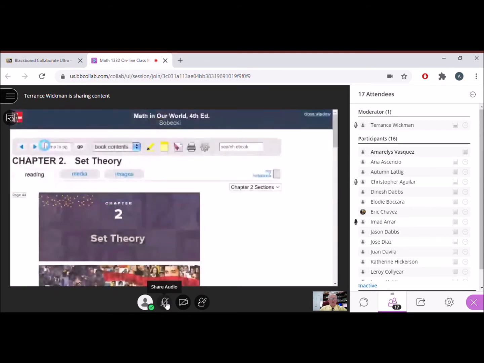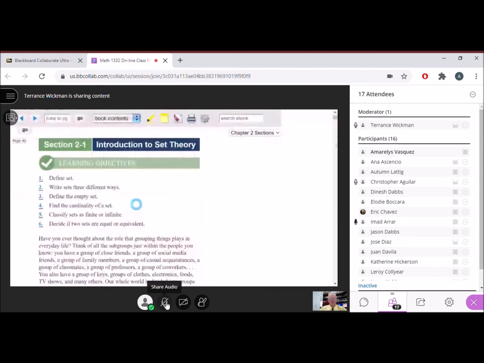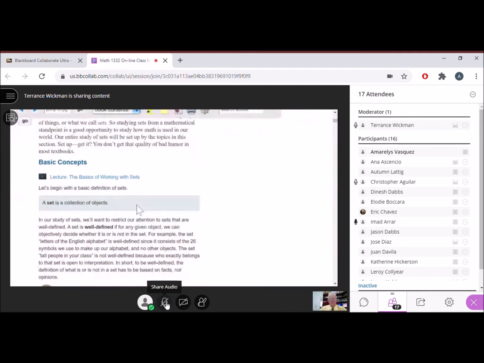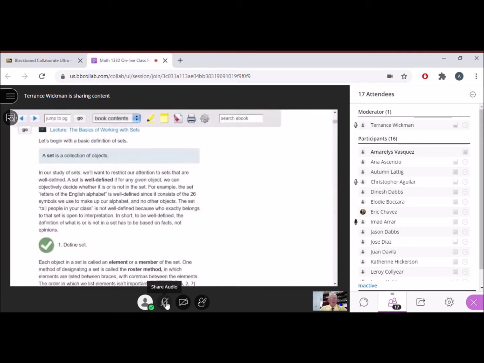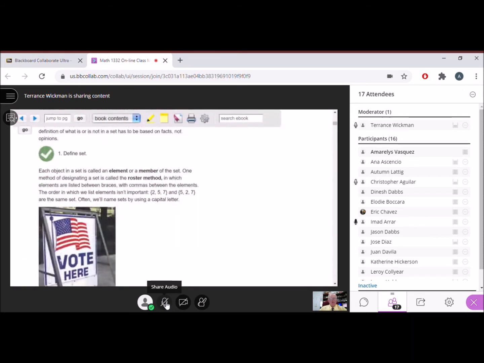Let's go right here. A set is a collection of objects. It should be defined so it's specific. An element is a member of the set. So you have members 2, 5, and 7, or 5, 2, and 7. The order doesn't really matter here.